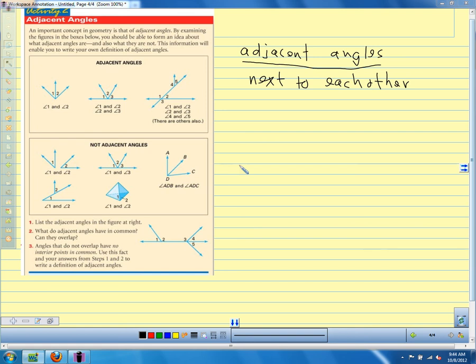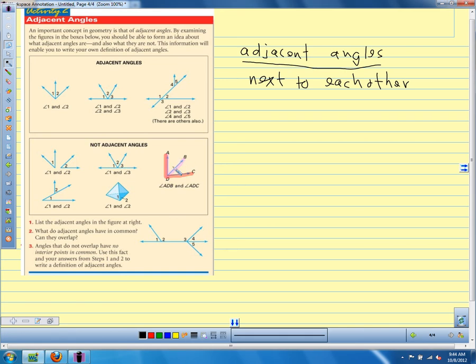Okay? All right, so let's look at what are not adjacent angles to try to refine this a little bit. 1 and 2 are not adjacent angles. So they're not next to each other, so we figured that out. Angle 1 and 3 are not adjacent angles, so they're not next to each other. On this next one it says angle ADB, so that's this angle, is not adjacent to the big angle. So those aren't really next to each other.